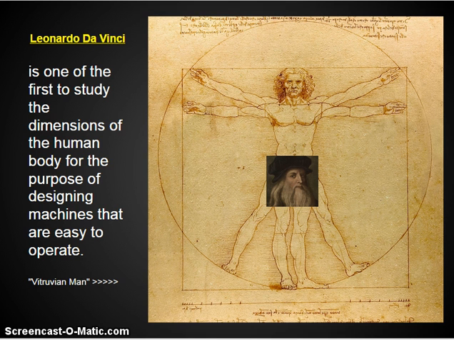This drawing actually, if you look at the distances from the core of his body and his arm length, is the square over the circle to actually show what those dimensions are. Da Vinci really studied the human body and what the lengths and sizes of appendages were, so he could design things accordingly.